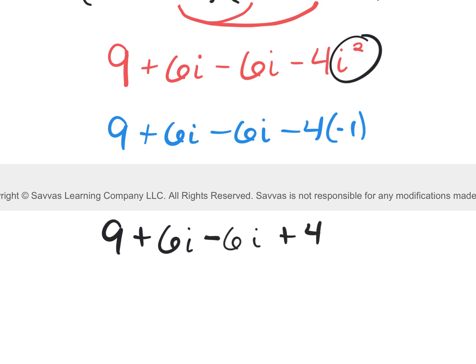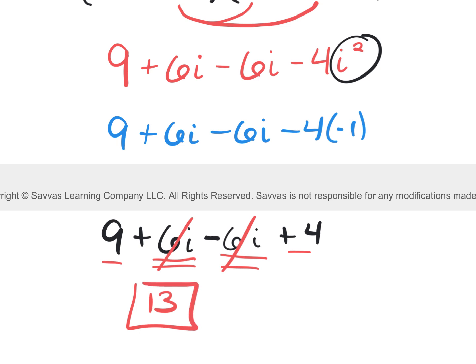Okay, now I'm at this point. What do we do from here? How do we simplify? Combine like terms. 9 plus 4 is 13. 6i minus 6i is 0. These two cancel each other out, so my answer is just 13, no i, because the i's cancel each other out.